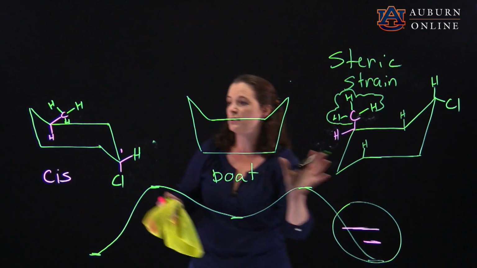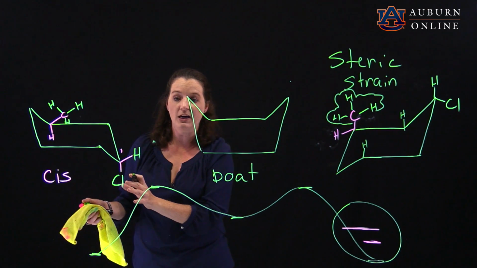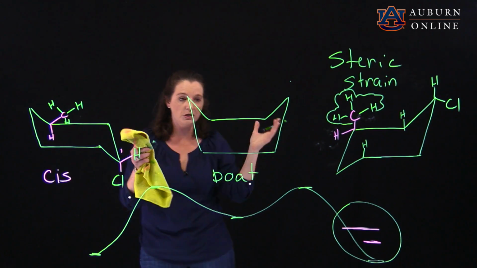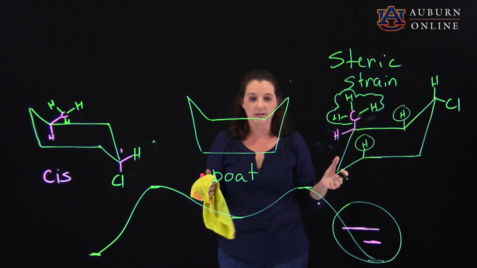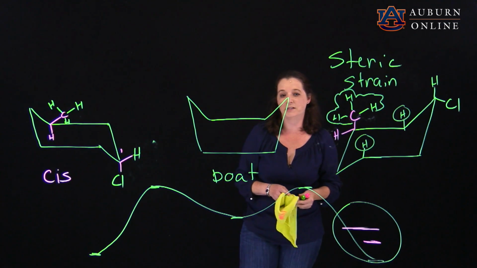Okay? If we can do the chair flip and twist over to the equatorial version, now we can get that out and away, and it's no longer sterically strained. It's no longer interacting with the hydrogens that are cis to it on that side of the ring. So that's our segment on disubstituted cyclohexanes.